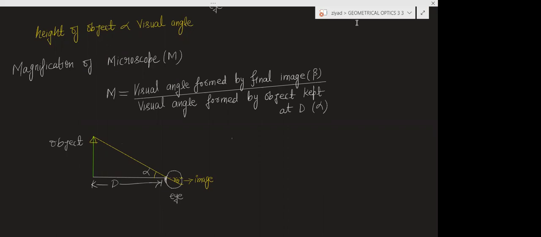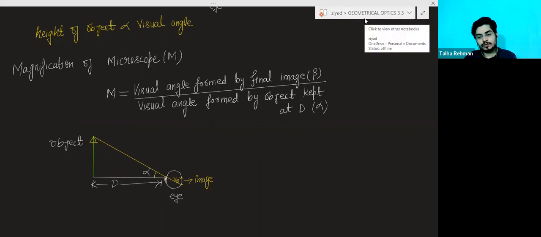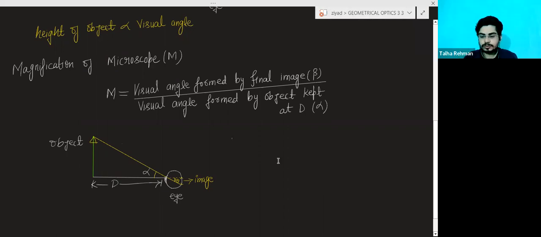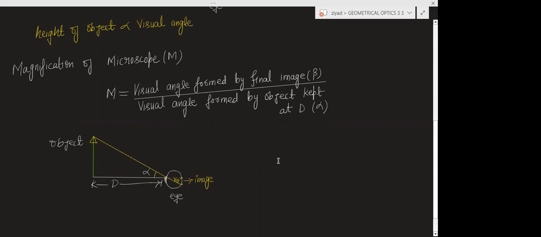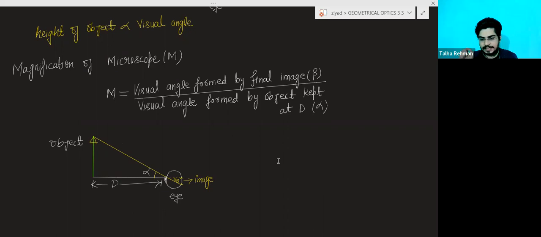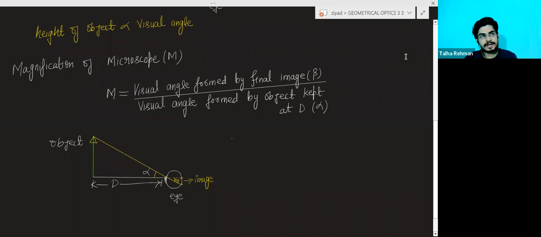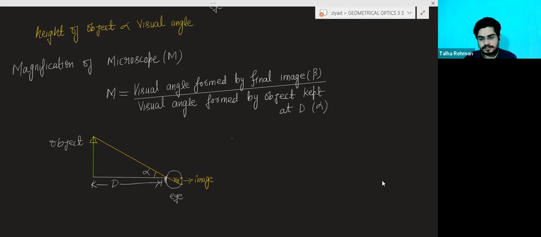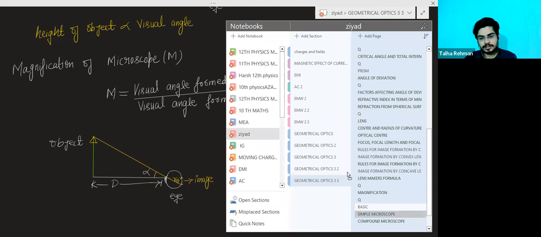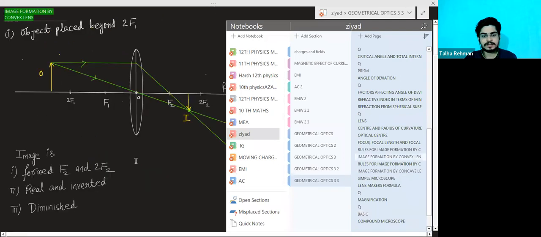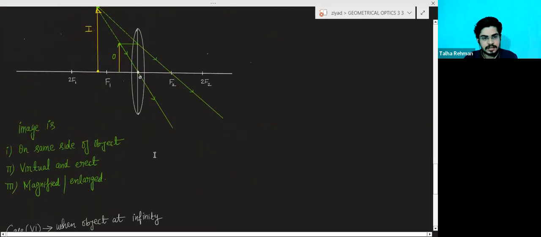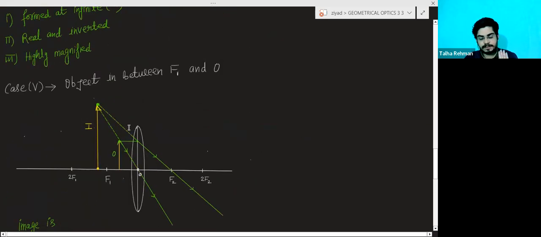Now we'll discuss this simple microscope. A simple microscope is a convex lens. When the object is placed between the optical center and the focus of the lens, that convex lens will work as a simple microscope. Image formation by the simple microscope we already did. You can see here, image formation by the convex lens.